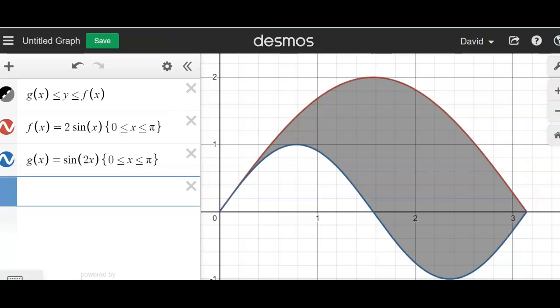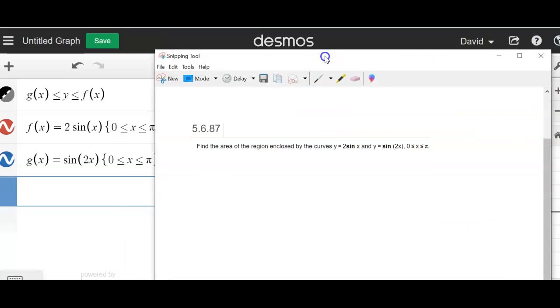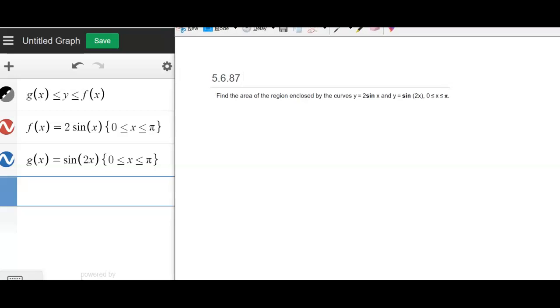It's the gray region between those two curves. So our starting point is 0, our stopping point is pi. So that's going to be our limits of integration here.